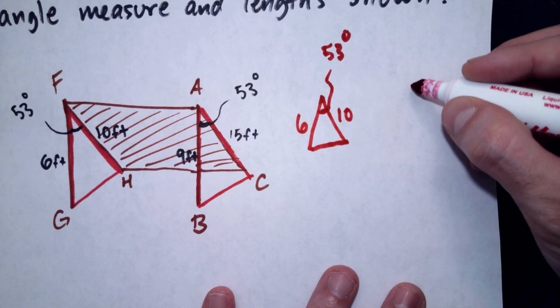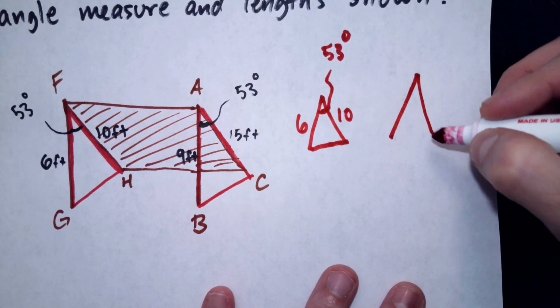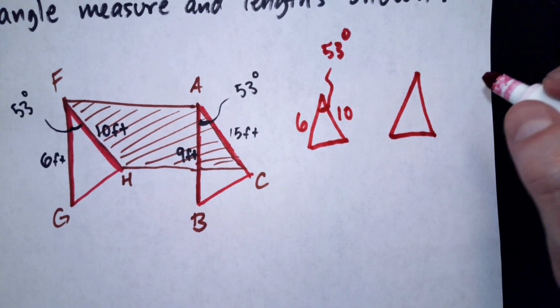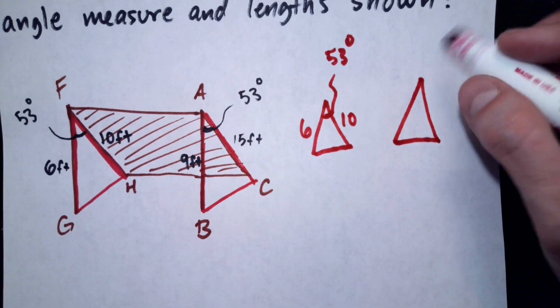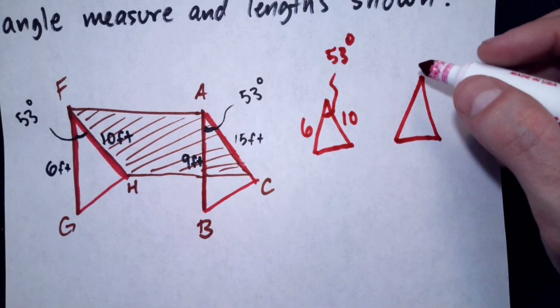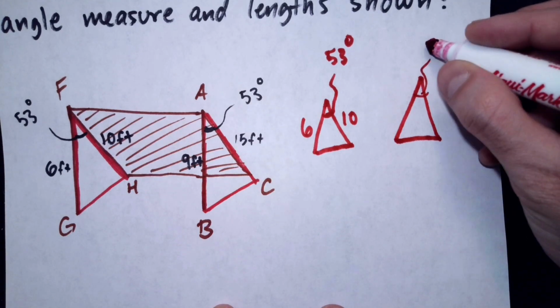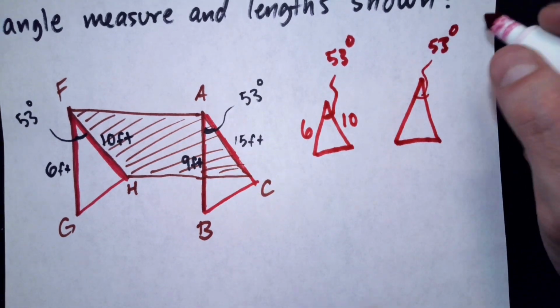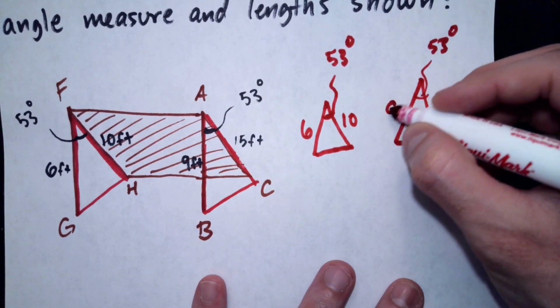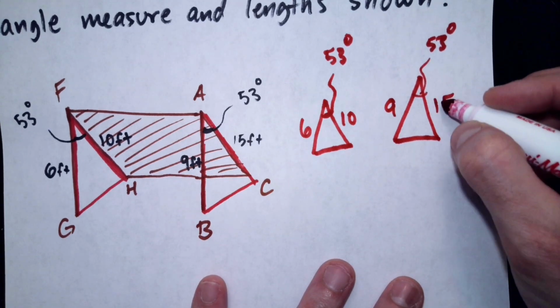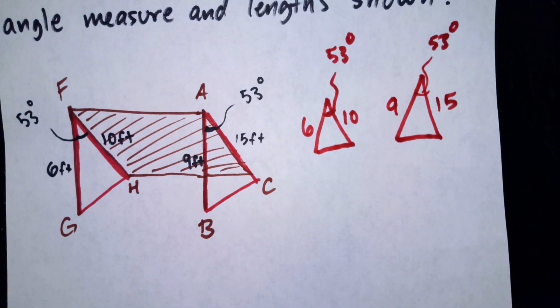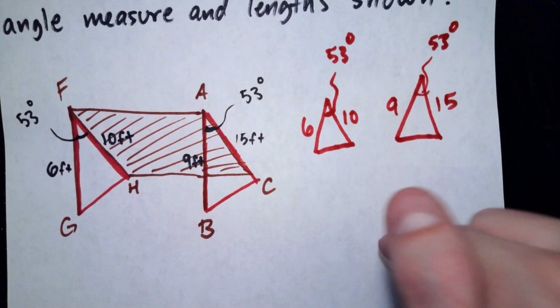And then we also have a slightly bigger triangle that we suspect is going to be similar. And once again, this angle is 53 degrees. And we know that this side is 9 feet. We know that this side is 15 feet. So by this point, we should have already read over the side angle side similarity theorem. And so that's what we're going to be employing here.